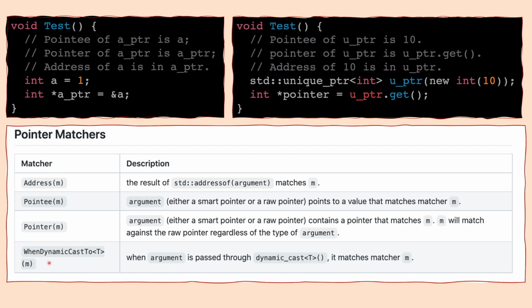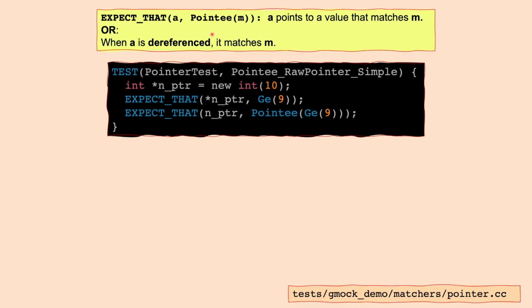There's one more matcher for dynamic cast, which I will talk about in the end. So let's get started and talk about all of these matchers one by one. The first matcher that we want to talk about is called pointee. And as I mentioned, when you define a pointer that is pointing to a value, then that value becomes the pointee of this pointer, which is equivalent to dereferencing that pointer.